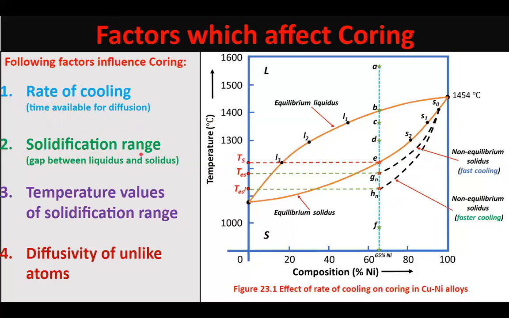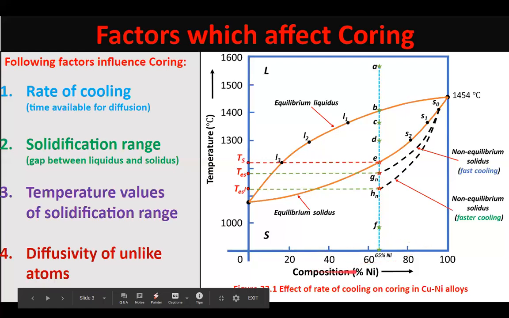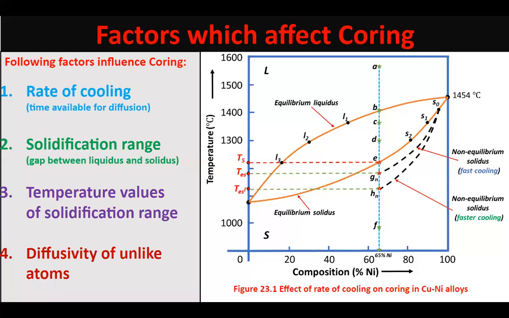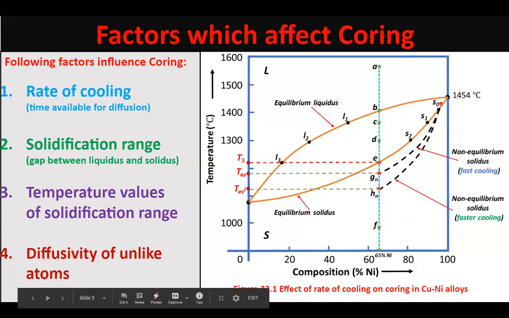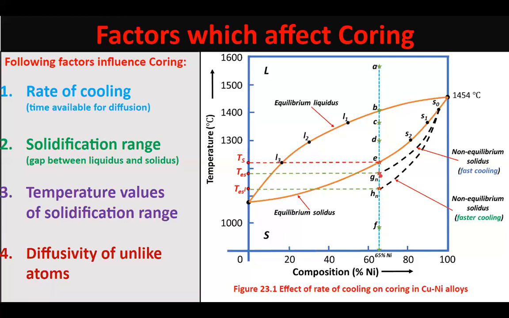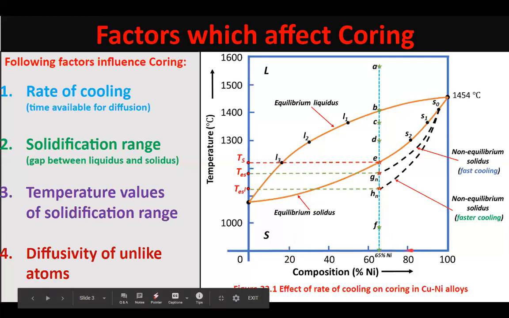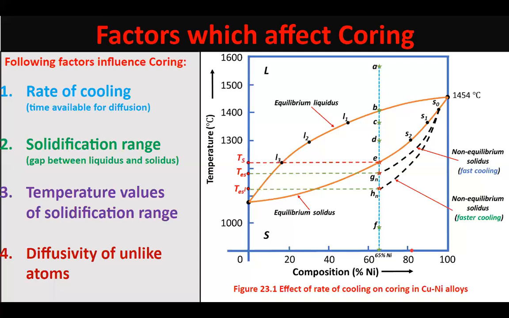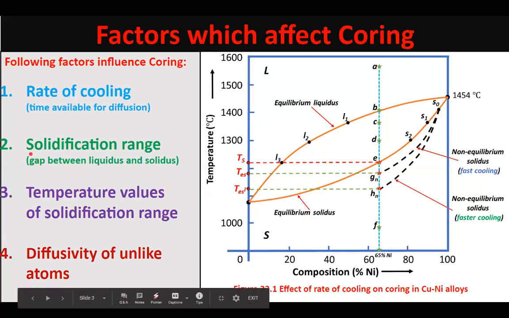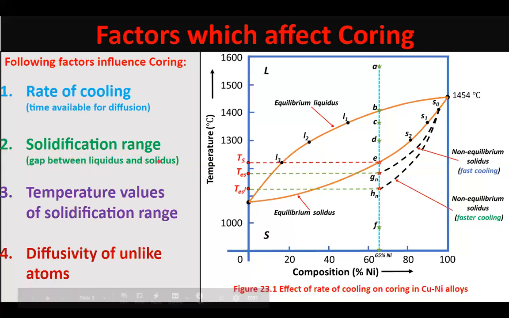Second is the solidification range. Now if somebody asks you, for a given system, like here we have the copper nickel system, I have a 20% nickel and 80% copper alloy, or I have a 60% nickel alloy. These alloys belong to the same alloy series, the copper nickel alloy series. Now if there is non-equilibrium cooling and the rate of cooling is the same, then for two different alloys, is the extent of coring going to be the same? The answer is no. Coring for a given rate of cooling depends upon the solidification range.